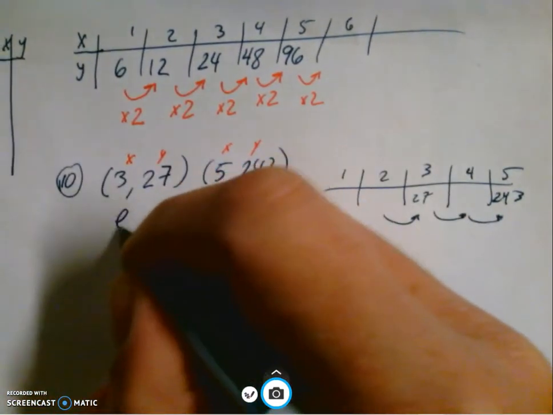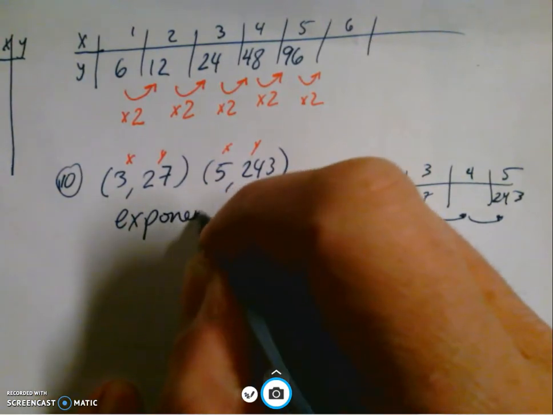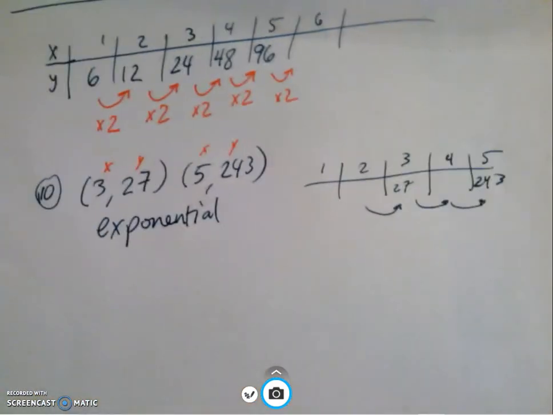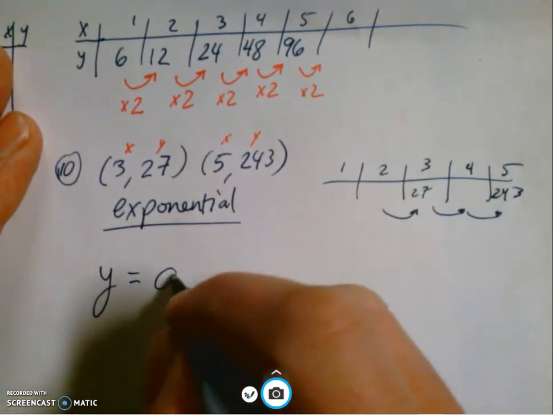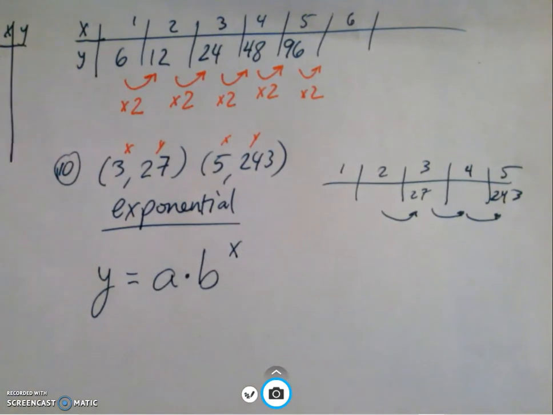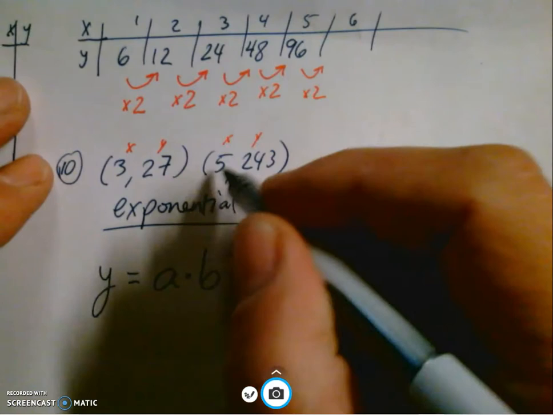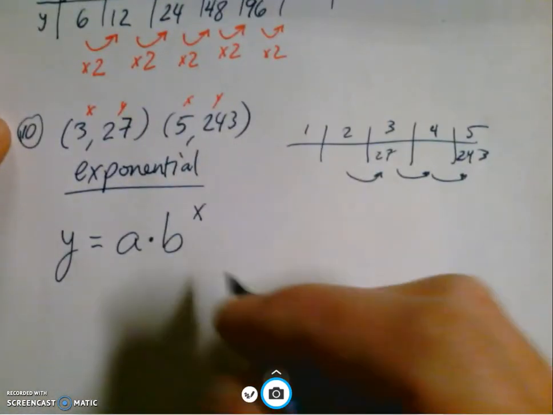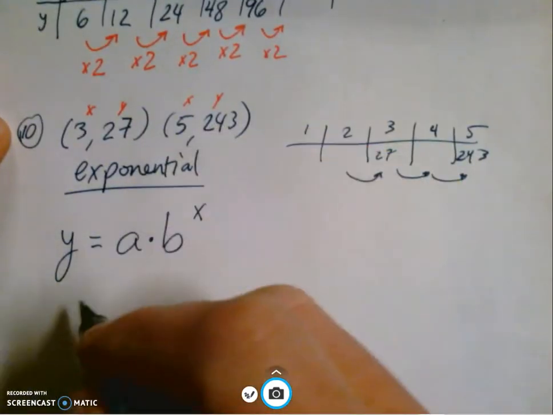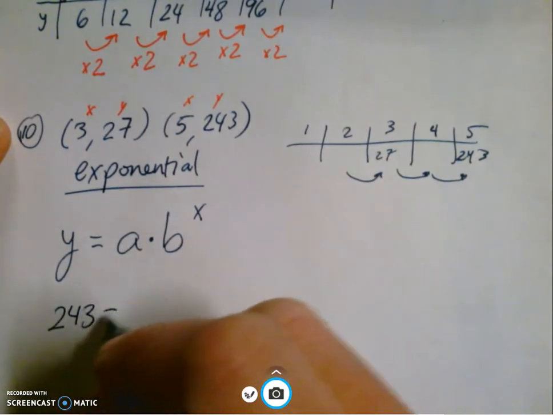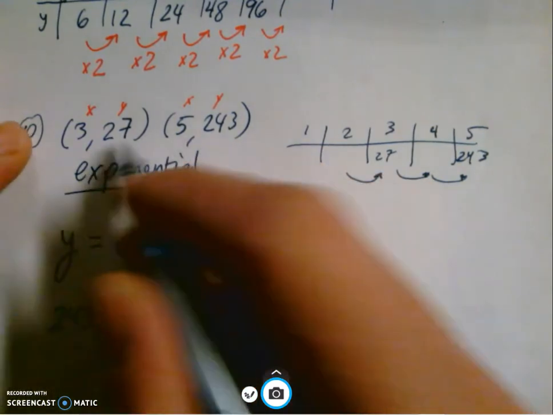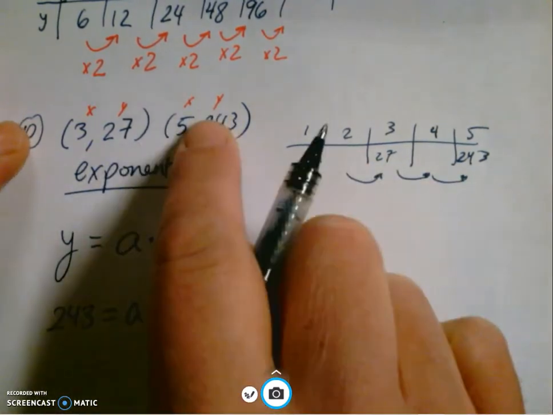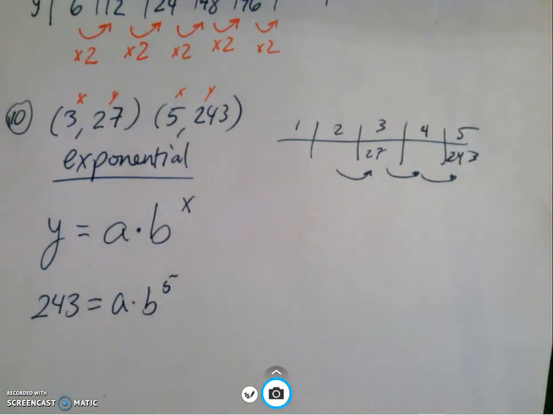Well, the book did tell you that it's exponential. That's important. If they tell you it's exponential, they're essentially telling you it can be written in this form: a times b to the x. What we're going to do is plug in these x and y's and create 2 equations. So y is 243 equals a times b to the x, where x is 5. Using that x and y, I set up one equation.